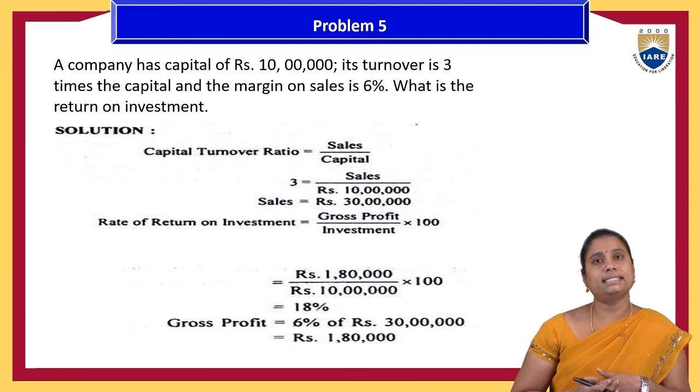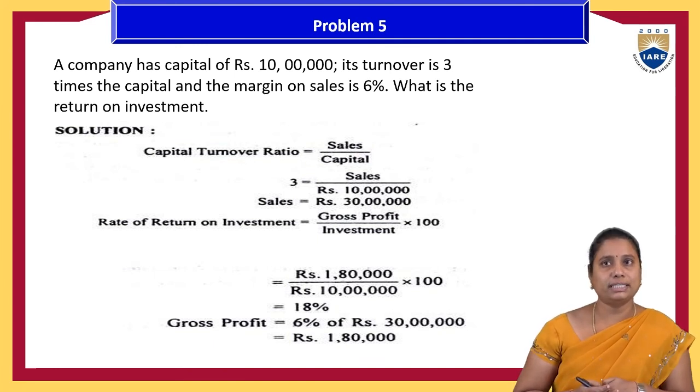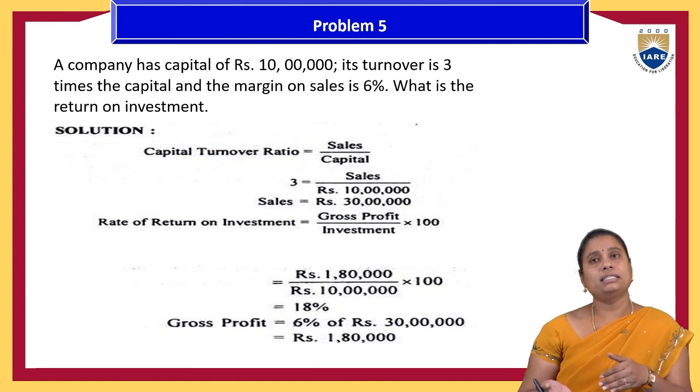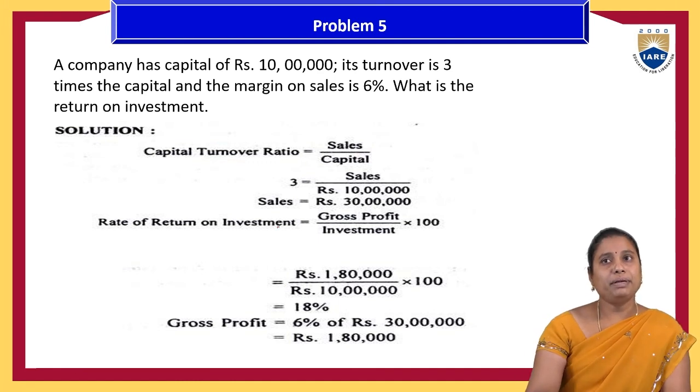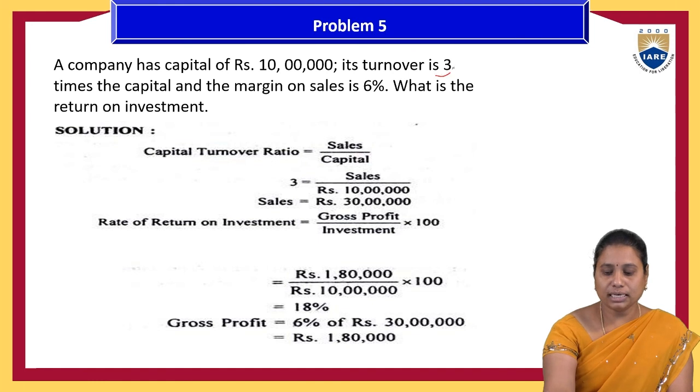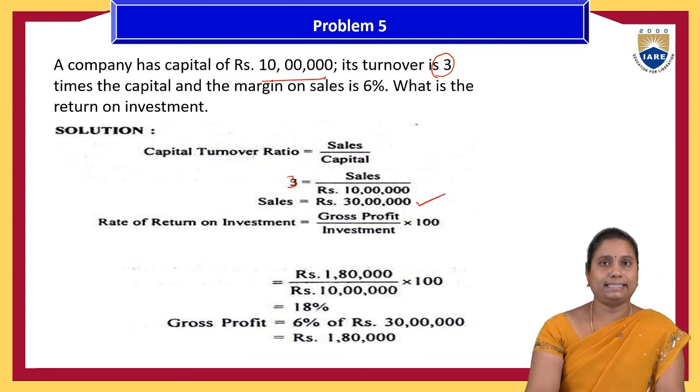The simple one next: a company has a capital of 10 lakhs, its turnover is 3 times the capital and the margin on sales is 6%. What is the return on investment? They have provided the ratios and are asking us to calculate the remaining element. Capital turnover ratio, we know, is sales divided by capital. Capital turnover ratio is 3 times, so for the capital of 10 lakhs, sales is equal to 30 lakhs.